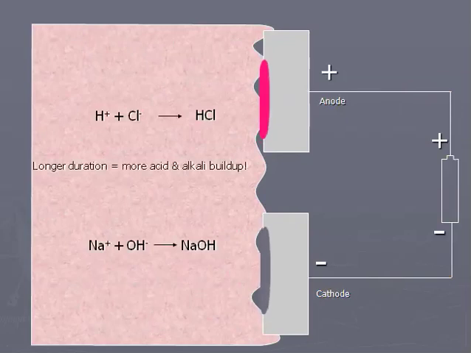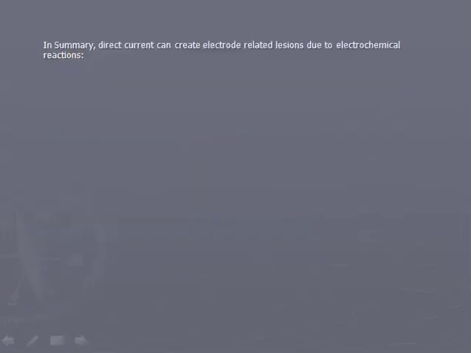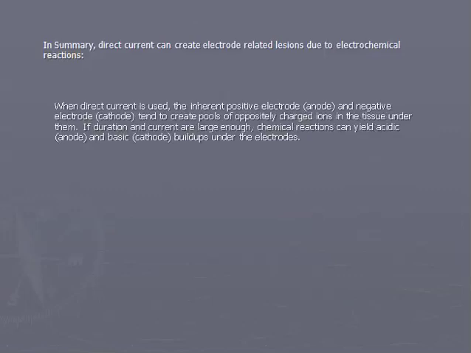The longer the direct current is applied, the greater the buildup of these harmful reactants. The greater the intensity of the direct current, the greater the buildup. Slide 29. In summary, direct current can create electrode-related lesions due to electrochemical reactions. When direct current is used, the inherent positive electrode, anode, and negative electrode, cathode, tend to create pools of oppositely charged ions in the tissue under them.